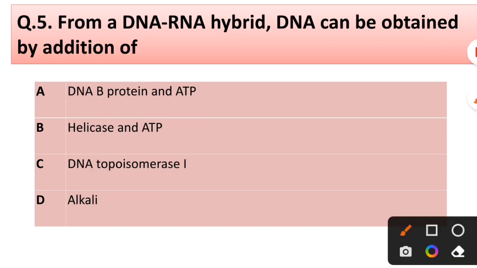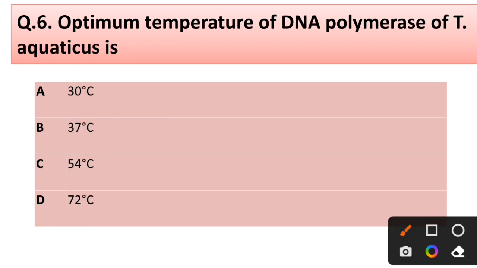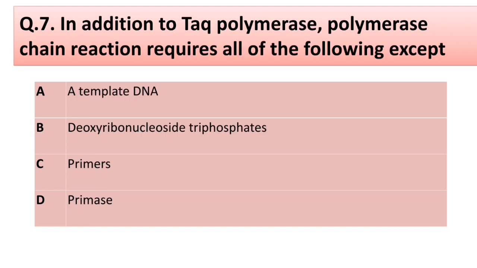Question number 5. DNA can be obtained from a DNA-RNA hybrid by addition of DNA protein and ATP, helicase and ATP, DNA topoisomerase 1, or alkali. Correct answer is option D, alkali. Question number 6. Optimum temperature of DNA polymerase of T. aquaticus is 30 degrees, 70 degrees, 54 degrees, 72 degrees. Correct answer is option D, 72 degrees.